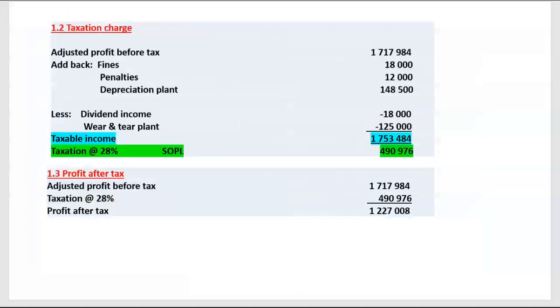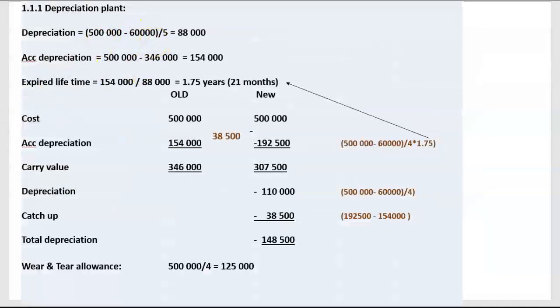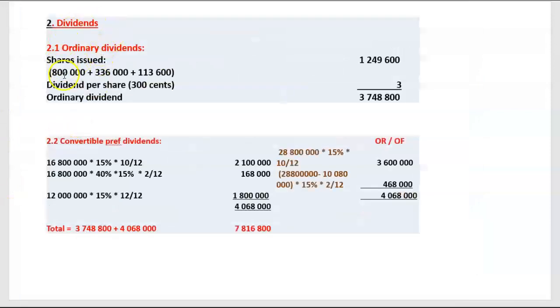So how much dividends do I have in total? I have in total 1,249,600 shares multiplied by 3 rand dividends per share, and that will give us a total ordinary dividend of 3,748,800.